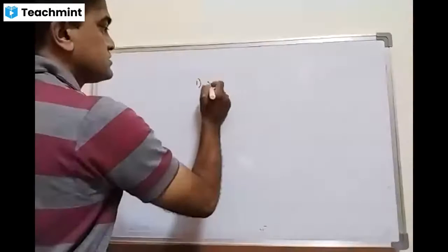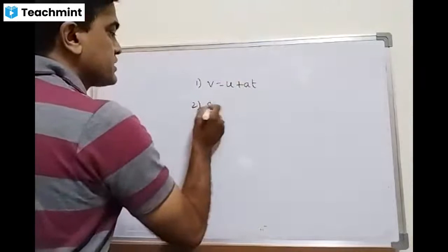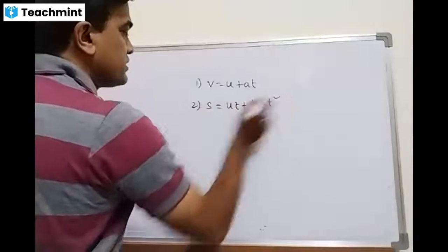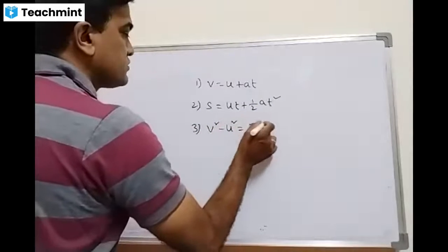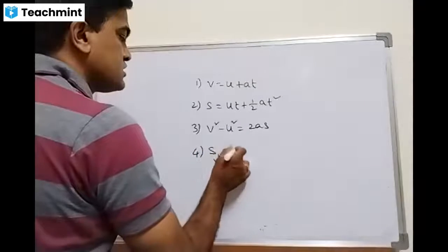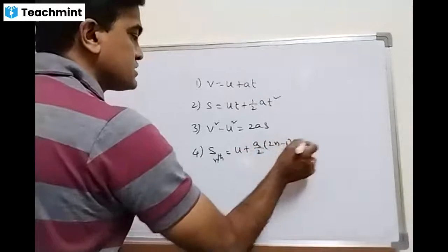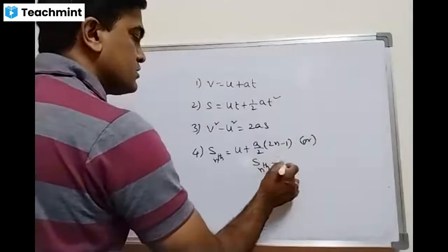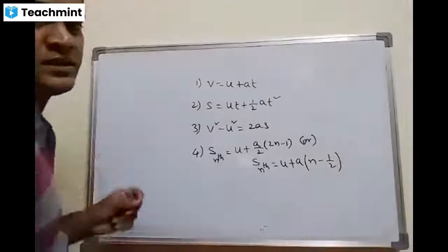Right? First one is v is equal to u plus at. Second one is s is equal to ut plus half at square. Third one is v square minus u square is equal to 2as. Fourth one is s nth, distance in the nth second, is equal to u plus a by 2 into 2n minus 1, or you have s nth is equal to u plus a into n minus half, both are same.